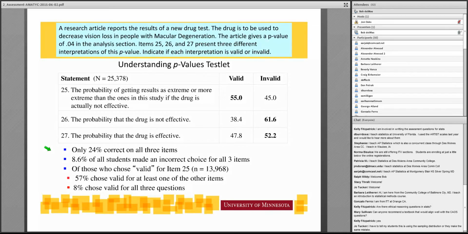So that's a lot more information that you have by doing this as a multiple true-false or multiple valid-invalid than you would get from just the one item. And of those who chose valid for item 25, over half of them chose valid for at least one of the other items, and 8% chose valid for all three questions. In other words, they think they're all valid interpretations. My point here is there's a lot more information that we're getting about these students' understanding and misunderstanding by having these multiple true-false items related to that same context than I would get from a single item.